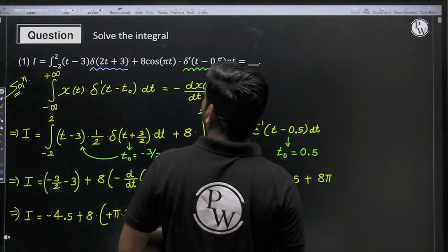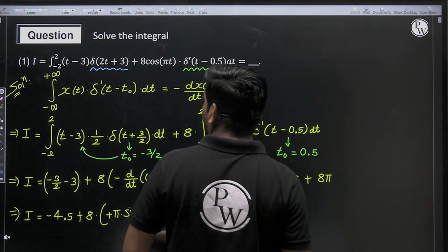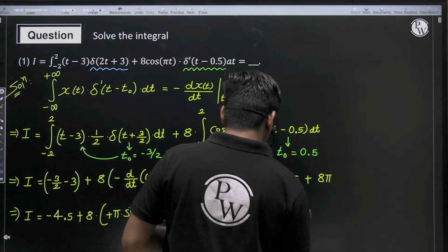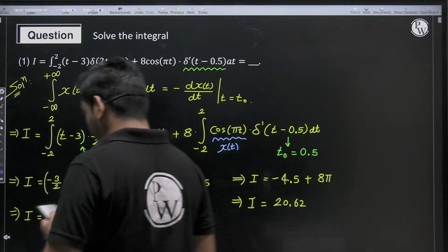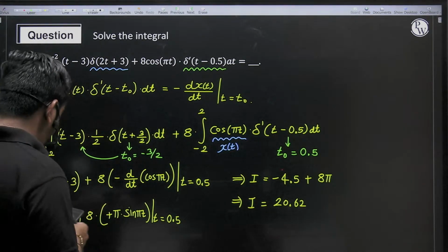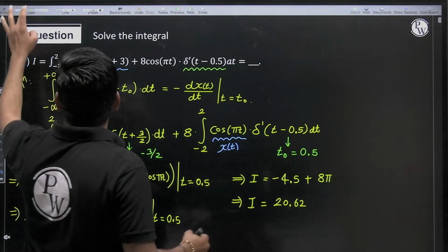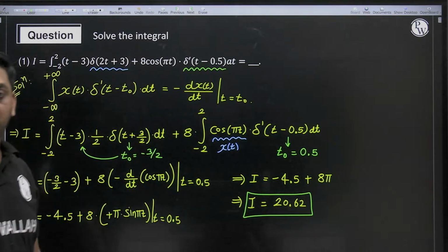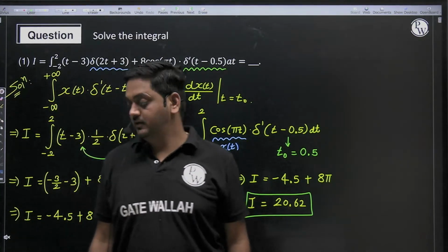Please check once, all of you. All of you are getting 20.62? Is this the correct answer? Tell me your answer. 20.63, yes, that is the right answer. Fine, this is the correct answer. So here 20.62 is the right answer for this question. I hope all the students got this correct answer.